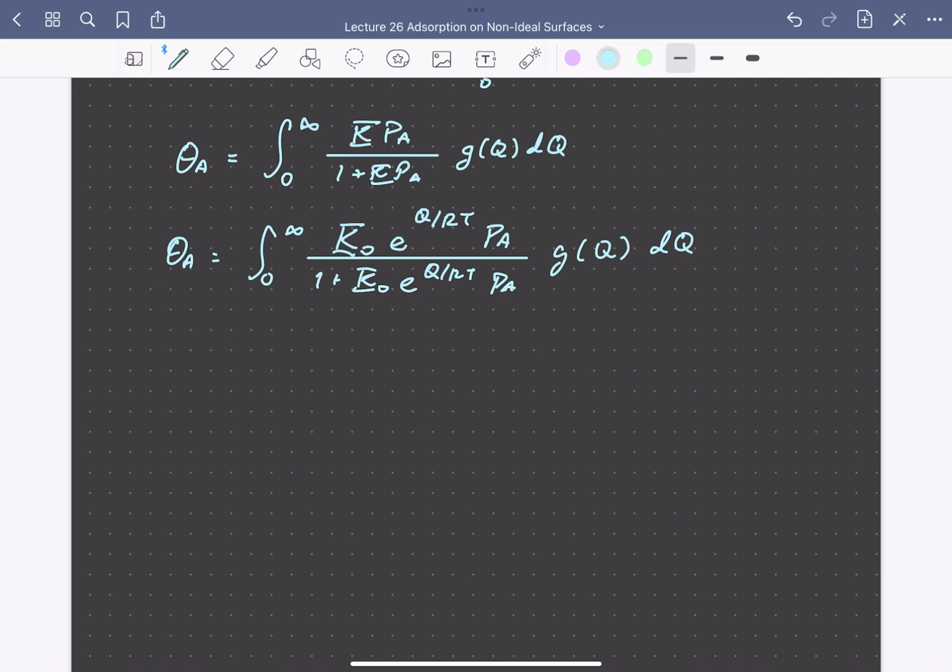But what is this functional form? How does the heat of adsorption depend on coverage? Different models for g of q have been used historically. We won't go through all the different ones, but the most common is what's called Temkin's model. What this says is that the heat of adsorption varies linearly with coverage. So the heat of adsorption at any coverage is equal to the heat of adsorption at zero coverage times this linear function, 1 minus alpha theta.